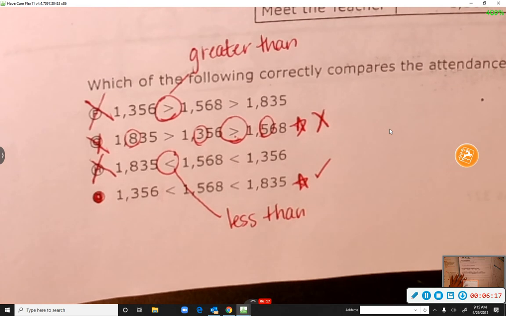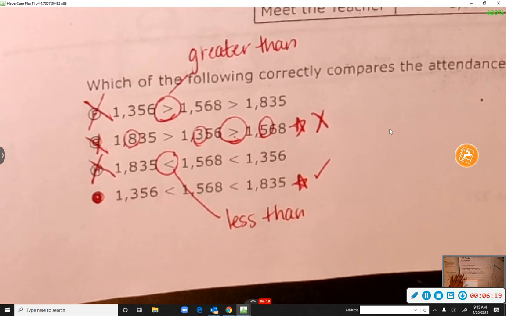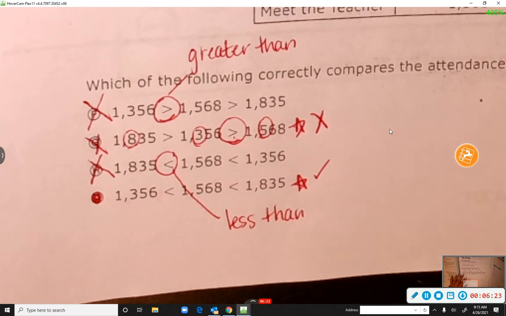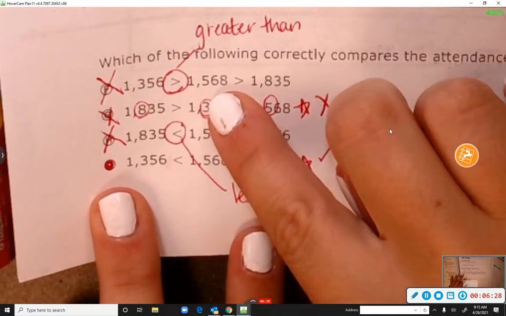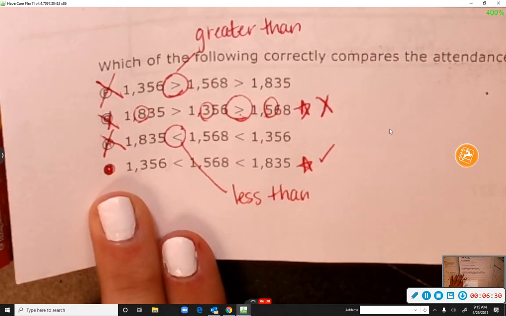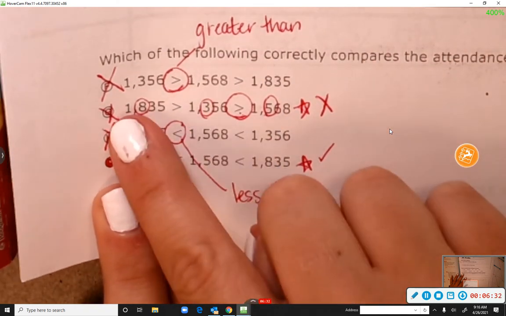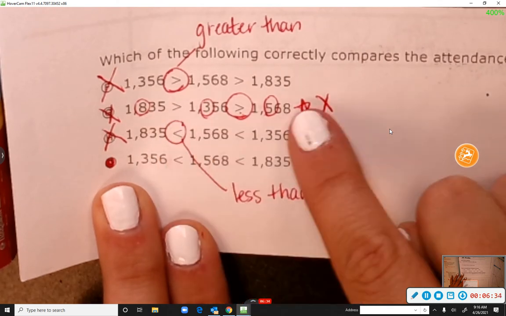So make sure that you're looking at just two numbers at a time, okay? Go through and eliminate, and then look at the last two numbers. So you're actually looking at the middle number twice. Does that make sense? You're comparing it with the front number, and then you got to compare it with the back number.